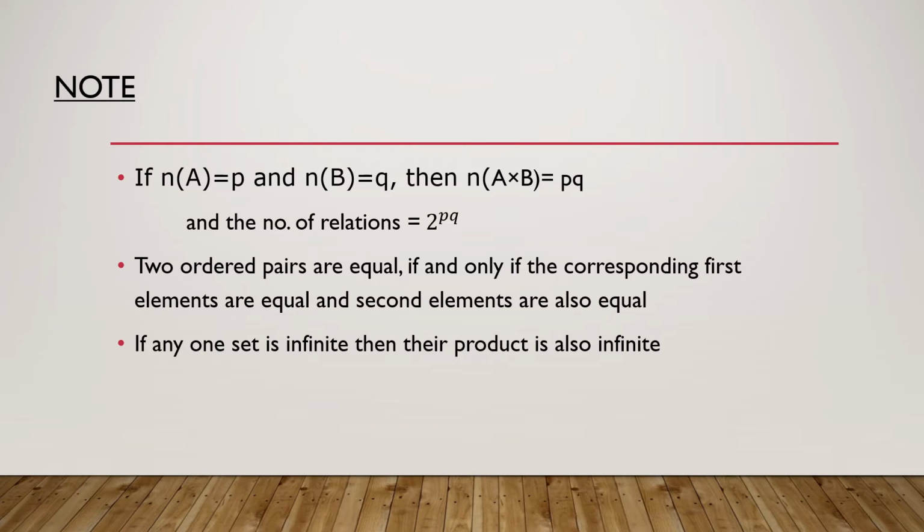Now second one, two ordered pairs are equal if and only if the corresponding first elements are equal and the second elements are also equal. If any set is infinite, then the product is also infinite. In the same manner, if any set is empty, then the product is also empty.